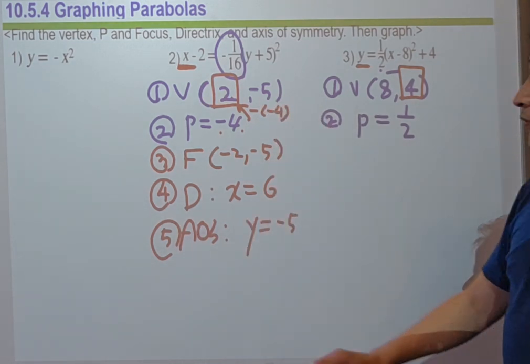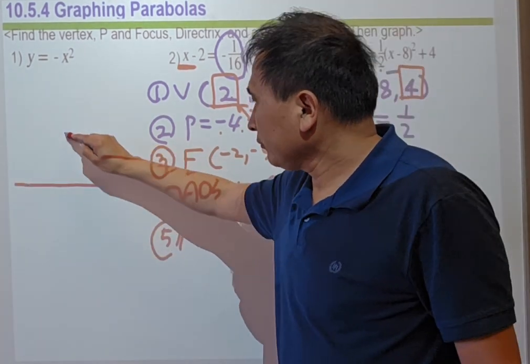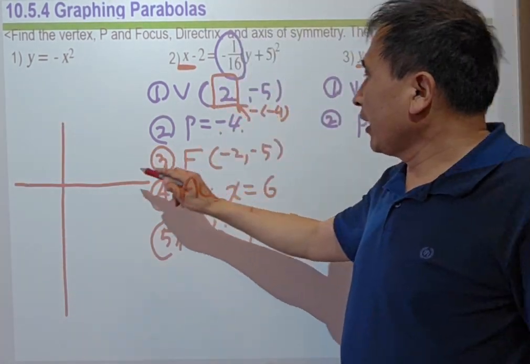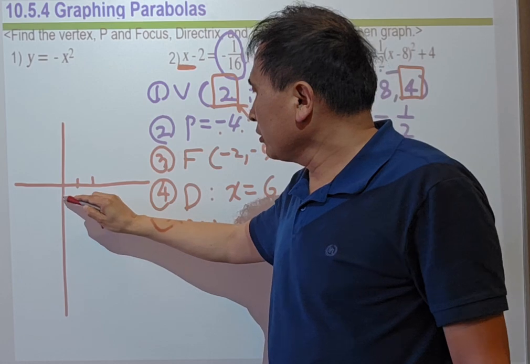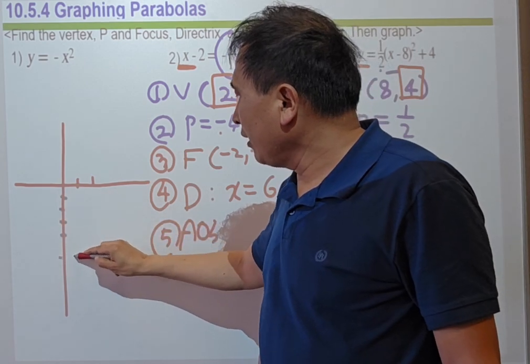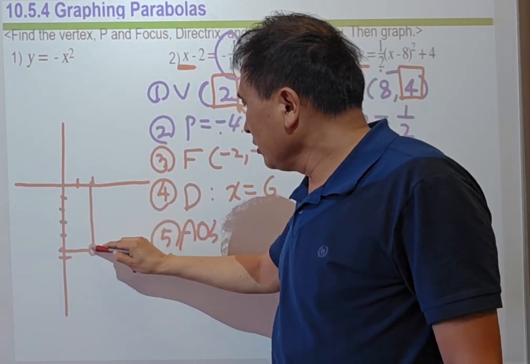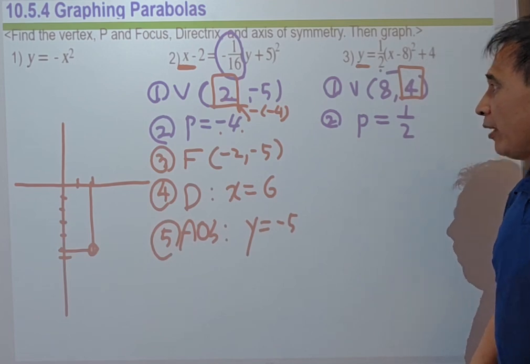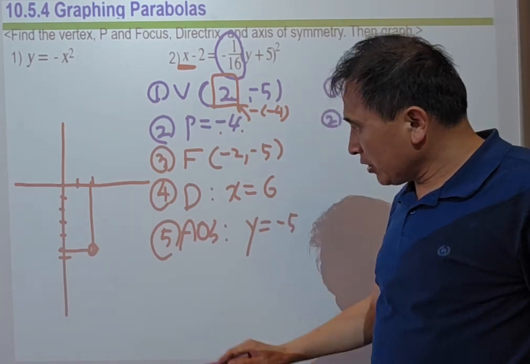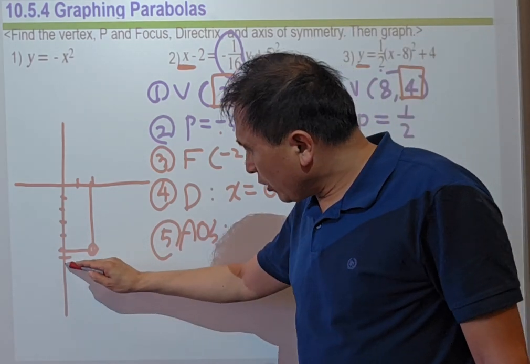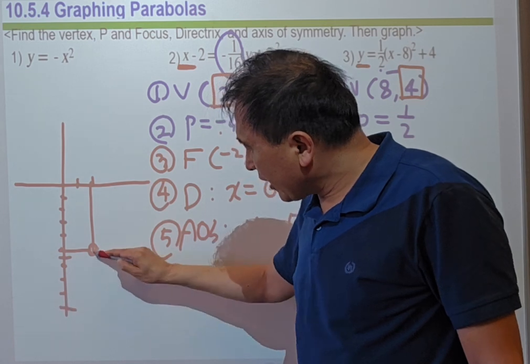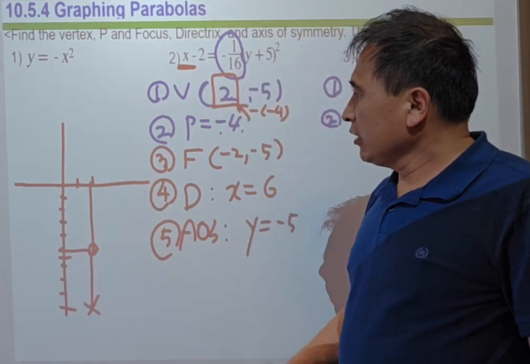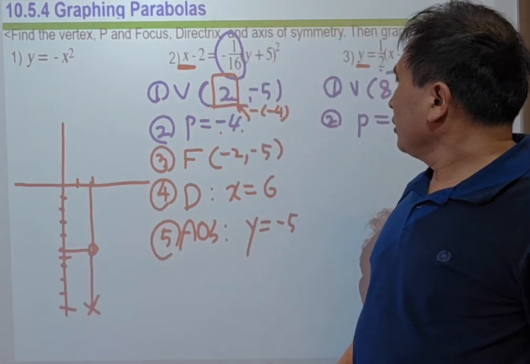So let's draw the graph roughly. So 2 comma -5, 1, 2 here. So 1, 2, 3, 4, 5. Let's say this is 2 comma -5. From there, P is -4. That means 2 value down. So 1, 2, 3, 4. That's the focus. And the directrix.